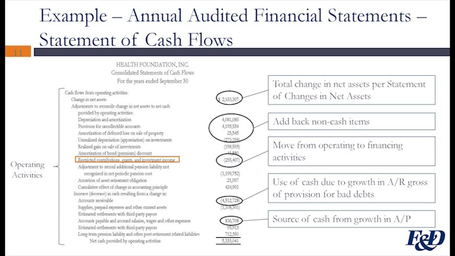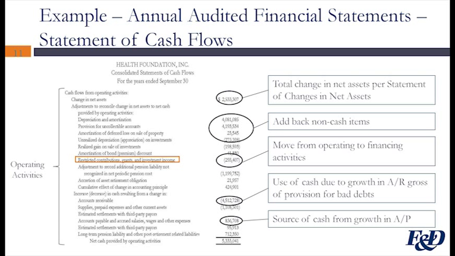And that's just because it really is an interrelation of all of the other statements, the balance sheet, the statement of operations, and the statement of net assets. But the one thing that you really need to be aware of in the statement of cash flows is the non-cash items. So non-cash items need to be backed out of the statement of cash flows to get back to what your true cash activity for the year was.